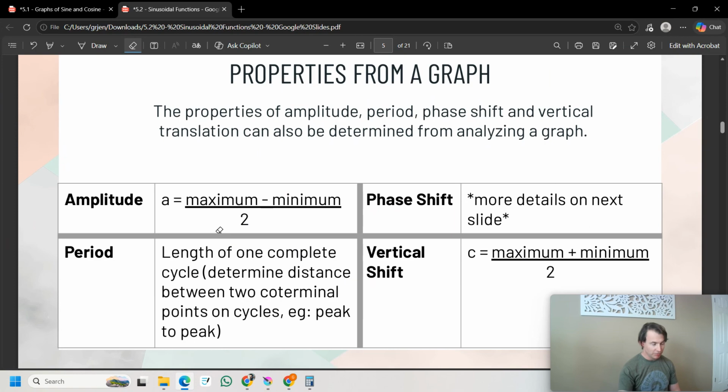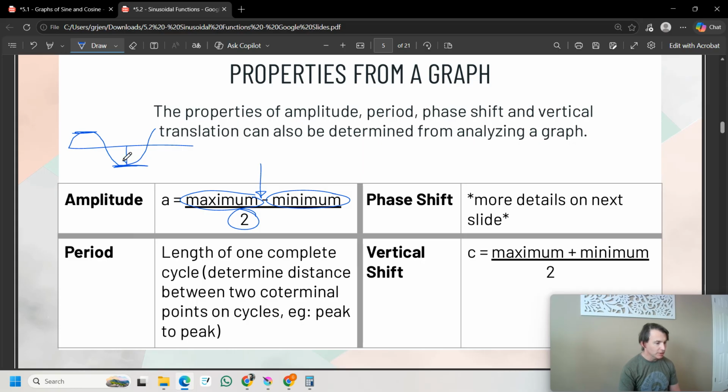Now, if you're given a graph, you can just look at the maximum and the minimum and take the distance between the two and then divide that distance by 2. And that always works to give you your amplitude. Because look at this. If you knew this and you knew that, the amplitude is this. So that's literally half the distance between the maximum and the minimum. Finding the phase shift is tricky. We'll do it in examples. Talking through it is just going to confuse you and me.